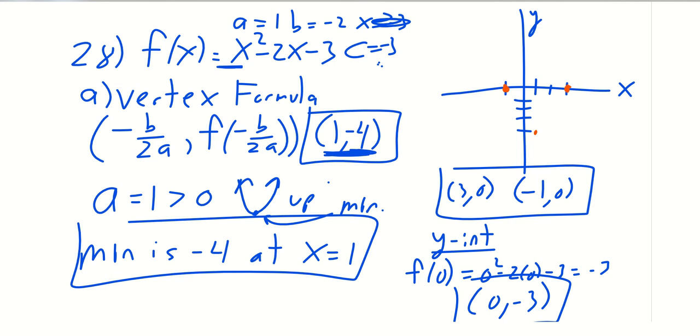Here is our vertex. We also know that the vertical line through the vertex, the equation x equals 1, is a line of symmetry for this graph, and it opens up, so that should enable us to draw a nice and detailed parabola for this. So this would be the graph of f of x equals x squared minus 2x minus 3.